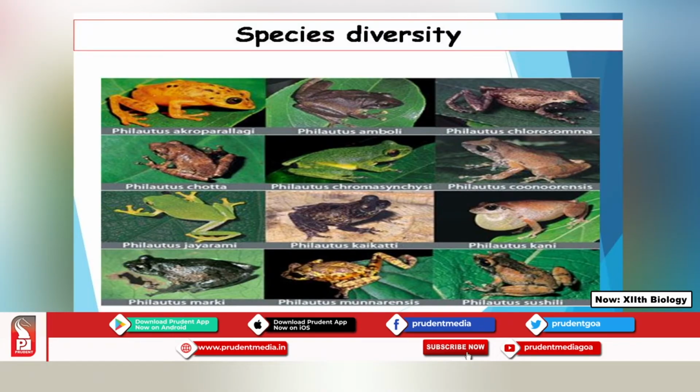In the Western Ghats, we see immense species diversity in the amphibian species, that is, the types of frogs that we see from a single genus. There are a variety of examples that are available. That is the species diversity, the level of difference that is there in species diversity.